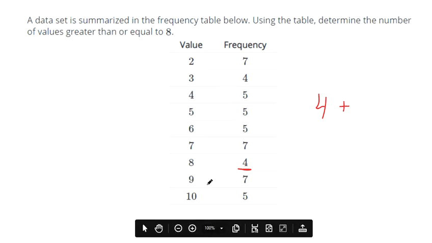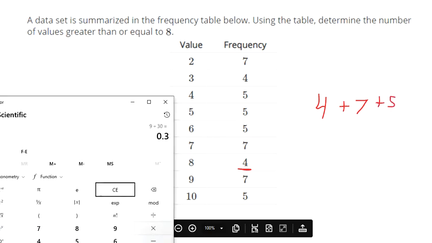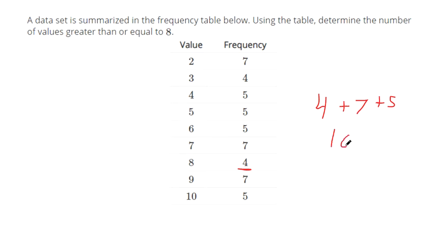And then values that are greater than 8, there's 7 of the 9s, and then the number 10 came up 5 times. So the number of values that are greater than or equal to 8 is 16.